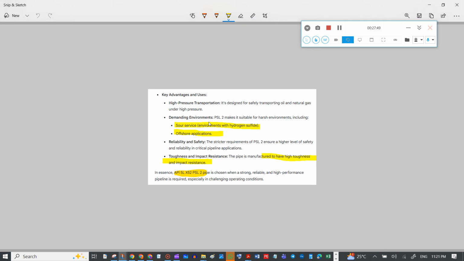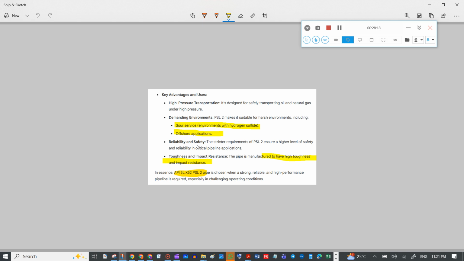Key advantages are high pressure pipeline transportation. It can safely transport oil or gas under high pressure. Demanding environments like sour service, environments with hydrogen sulfide, and offshore applications. So in harsh environments we can also use this. We can also transport water at high pressure.